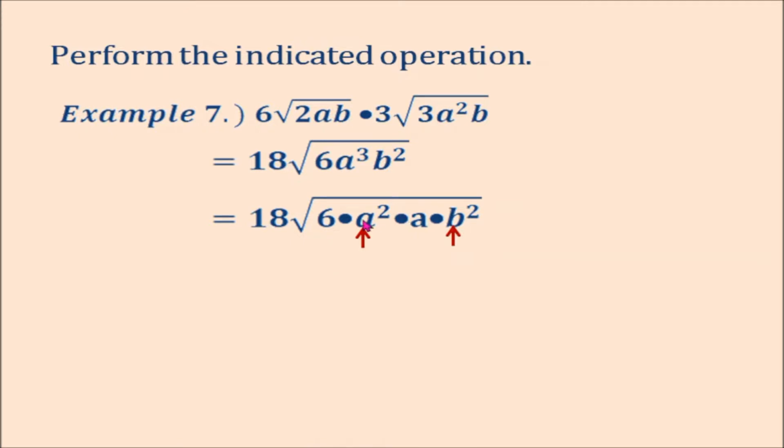So we have perfect squares here, a squared and b squared. So square root of a squared is a, square root of b squared is b, so we have 18ab outside the square root sign. So we have 6, not a perfect square, a, not a perfect square. These two stay inside the square root sign, so we have square root of 6a. So this is our answer. 18ab times square root of 6a.